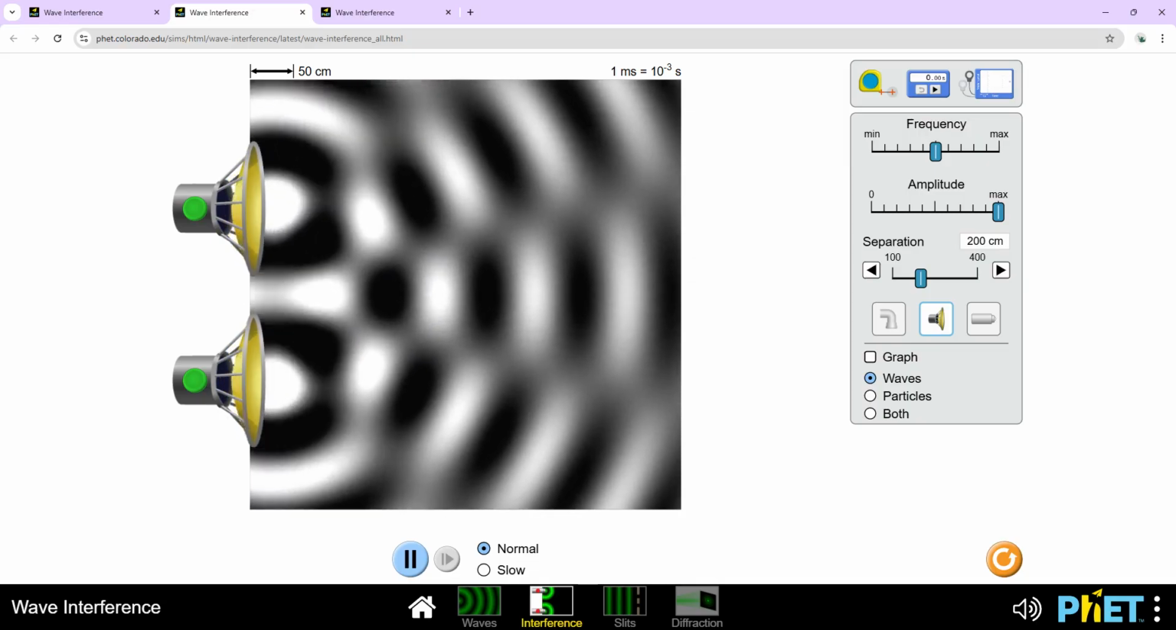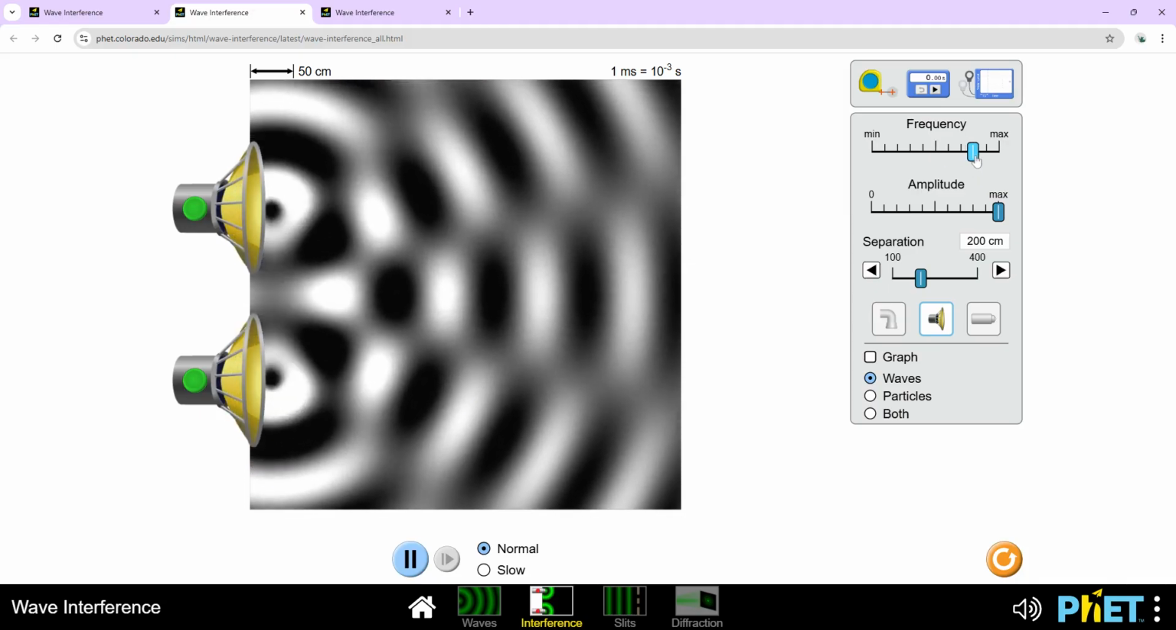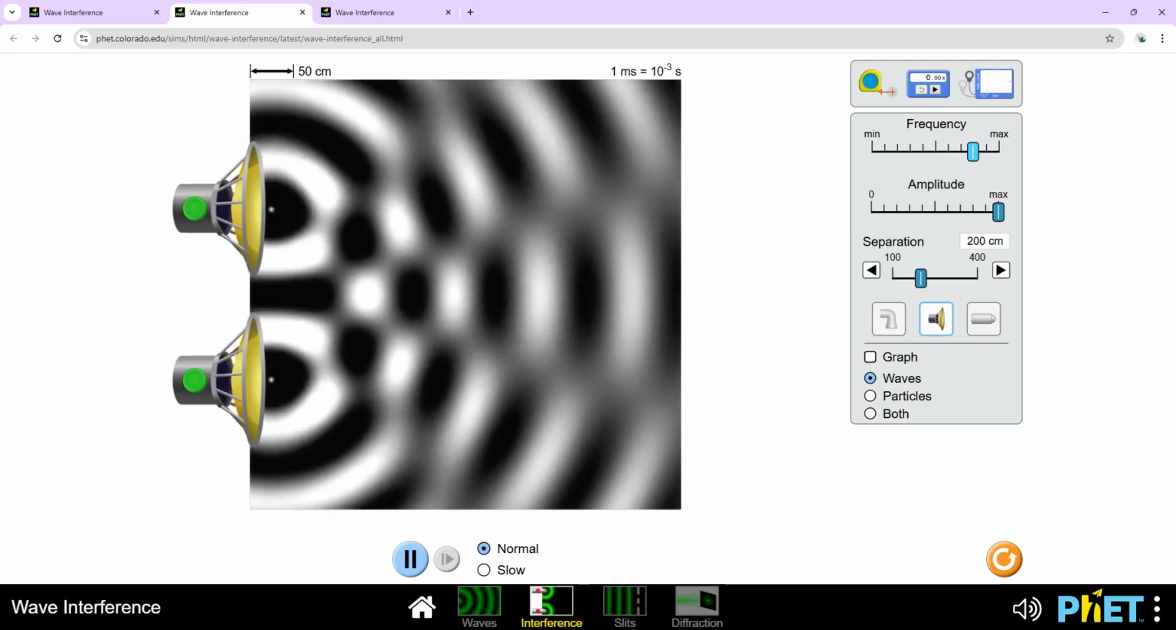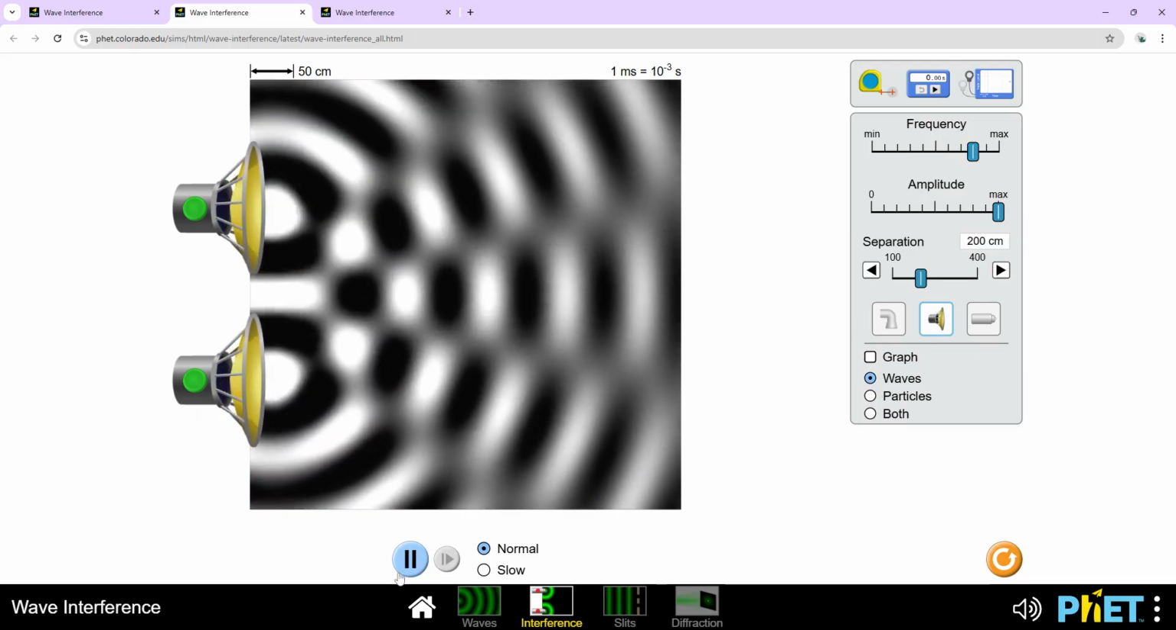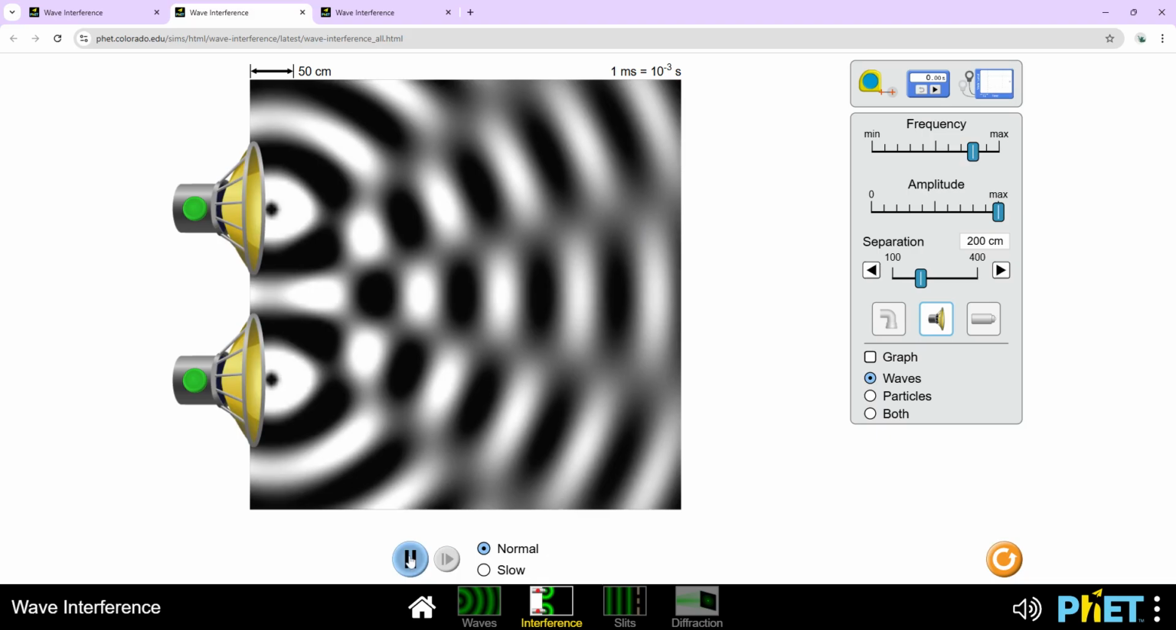They are combining. They are adding together. The amplitudes are adding together, and we get this very distinctive pattern. I'm going to turn the frequency up so that this pattern is more distinct. And I'm going to pause it there, and we can see what's going on. So where you get these very strong light and dark areas, these are the peaks and the troughs. And in the center, we can see that they are very distinct.